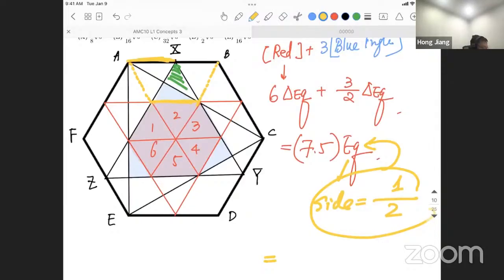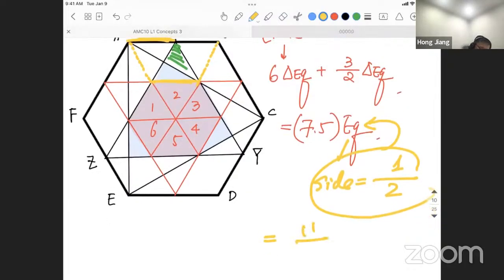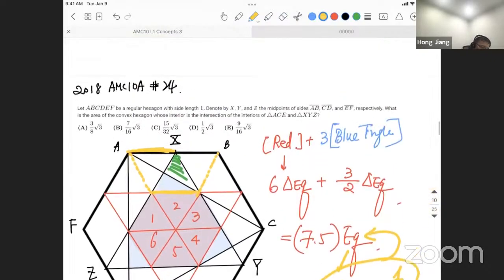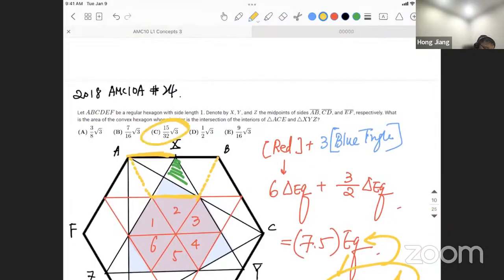Does it make sense? So the answer will be 15/32 root 3. Look, this is actually a so easy peasy process, and you'll be able to use this to significantly expedite your calculation process.